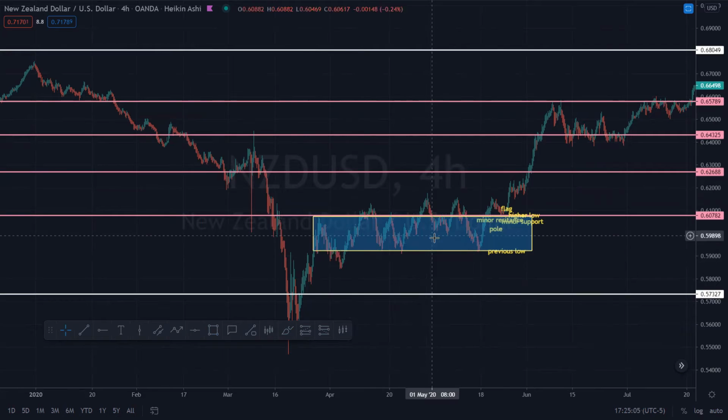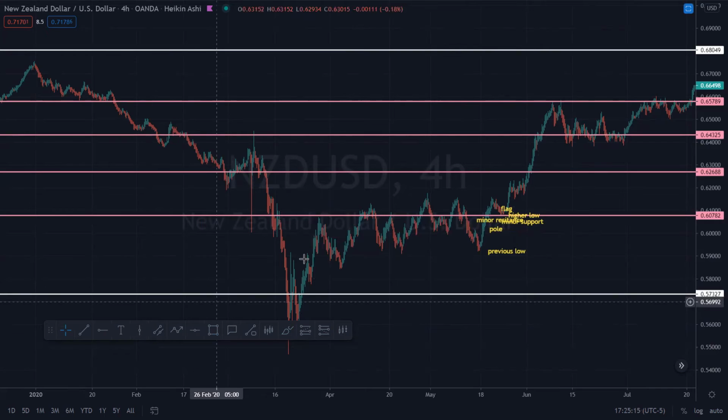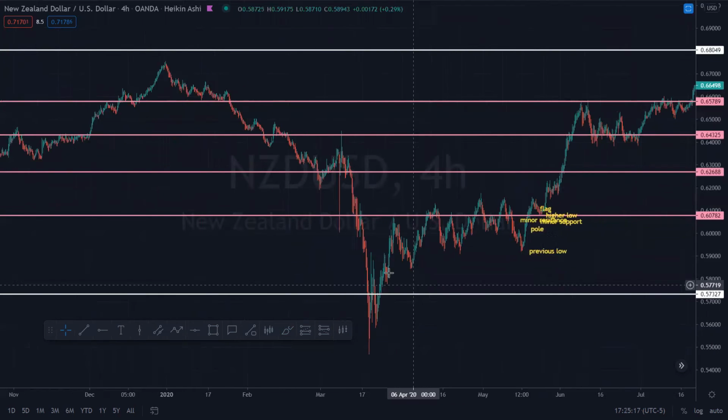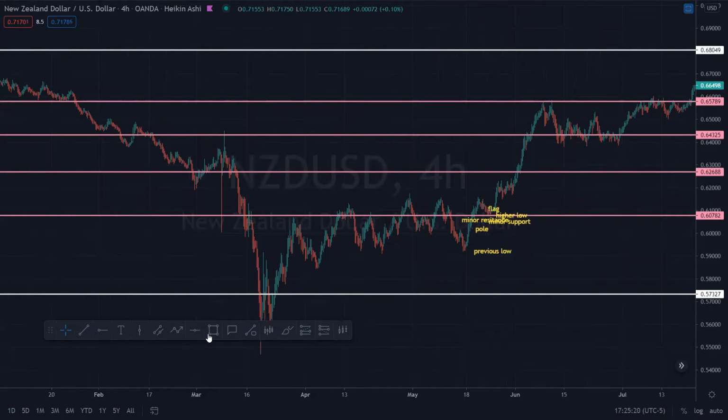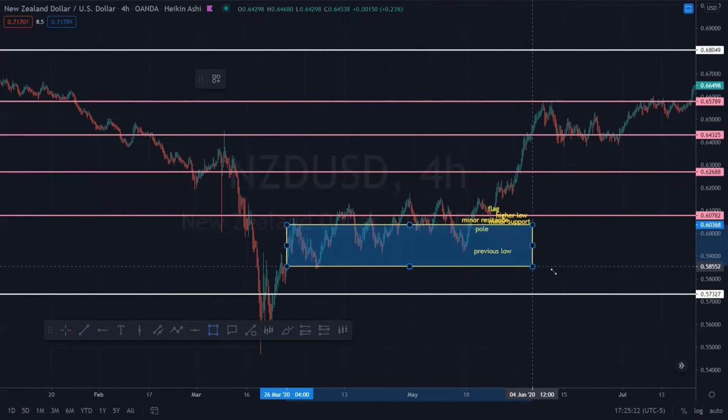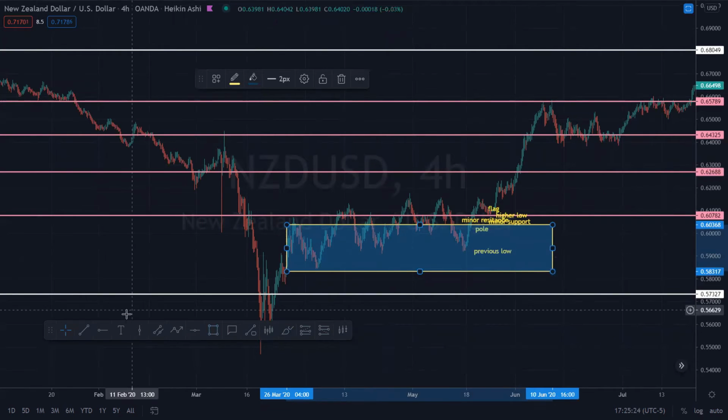Though it broke out, it did not create a higher low. It came back within the consolidation. You get what I'm saying? Yes, it did not create a higher low. So if this is the key support, this is the accumulation stage. Does that make sense?